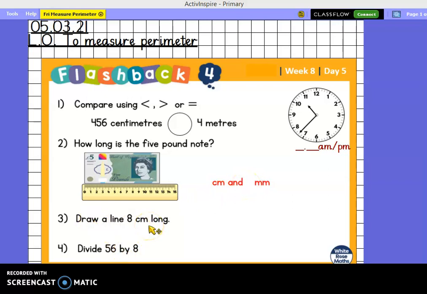Draw a line that's 8 centimetres long. Remember to start from the 0, not from the end of the ruler. And divide 56 by 8. Don't forget to have a go at your time. Pause the video while you do this.